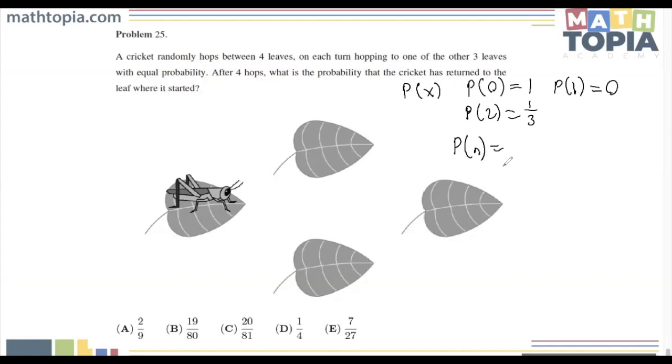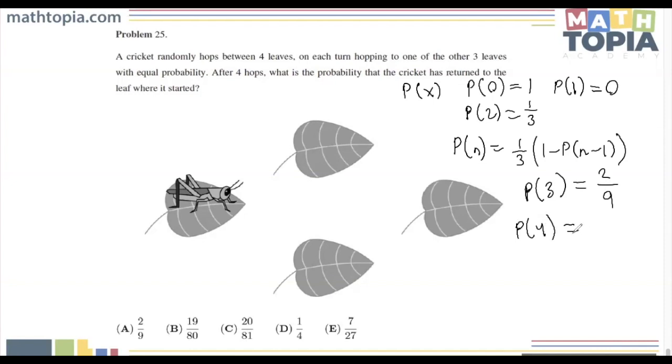And from here on, we can define a function like this, right? So P of n is just equal to, well, it's a 1 out of 3 chance, right? But only if it's not on the leaf on the previous turn. So 1 minus P of n minus 1, because P of n minus 1 is the probability that it is where it started after n minus 1 hops, and we don't want it to be on that leaf. So this is the recursive function we get. As you can see, if we keep on plugging in like 1/3 into here, then P of 3 is going to give us, well, 2/9. And then P of 4, if we plug it in again, is going to give us 7/27. And that will be our answer.